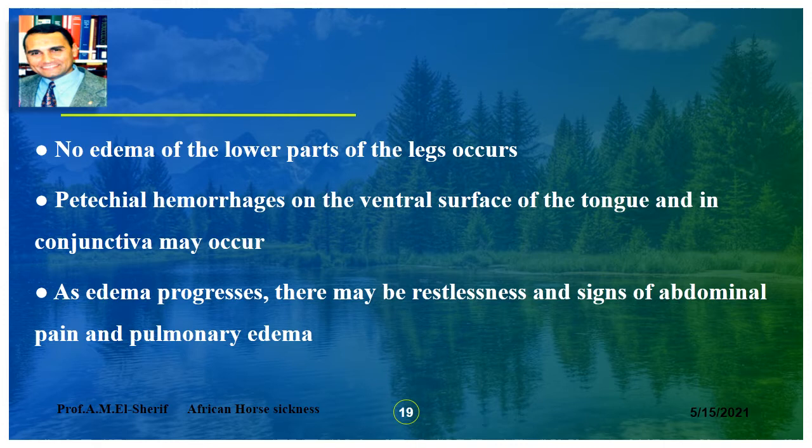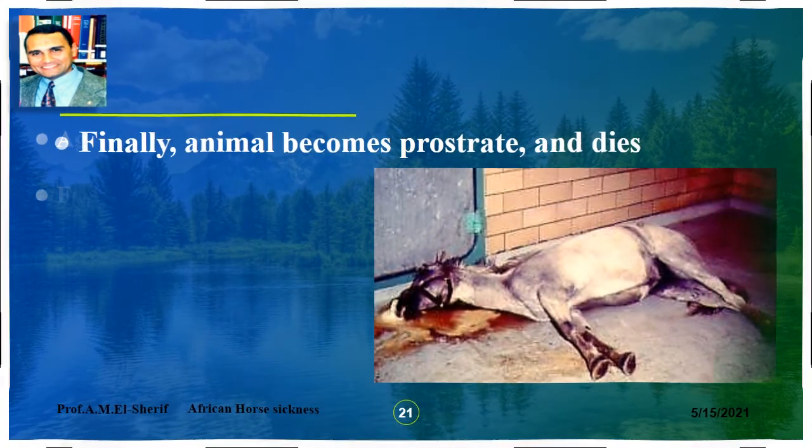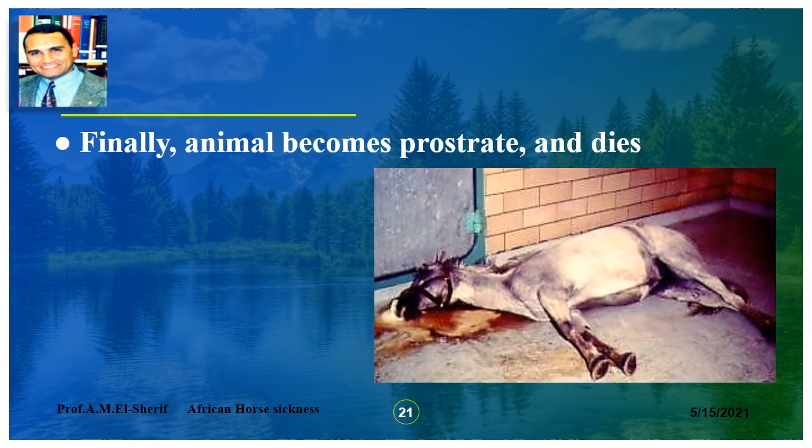As edema progresses, there may be restlessness and signs of abdominal pain with pulmonary edema. Again, the animal may eat and drink even in terminal stages, but finally animals become prostrated and die. This picture shows an animal in a prostrated position that finally dies.